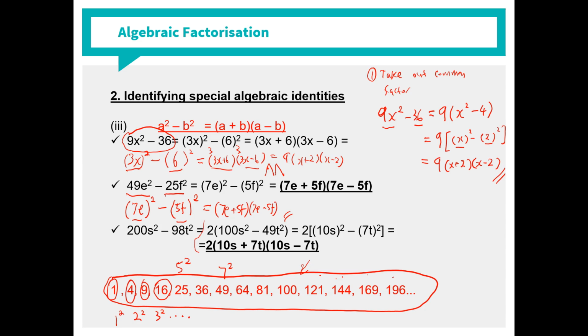Notice that the first step would be to take out the common factor of 2. Then, why is this important? Because at first glance, you see 200s squared. Hey, that doesn't belong to any of the squares over here. But if you divide it by 2, you realize that it becomes 2 times 100s squared minus 49t squared, where 100 is a square and 49 is a square as well. And you will be able to end up with a fully factorized form at the end.